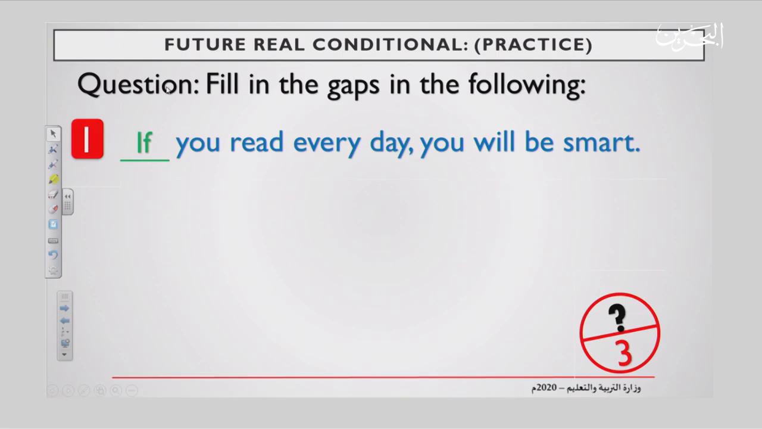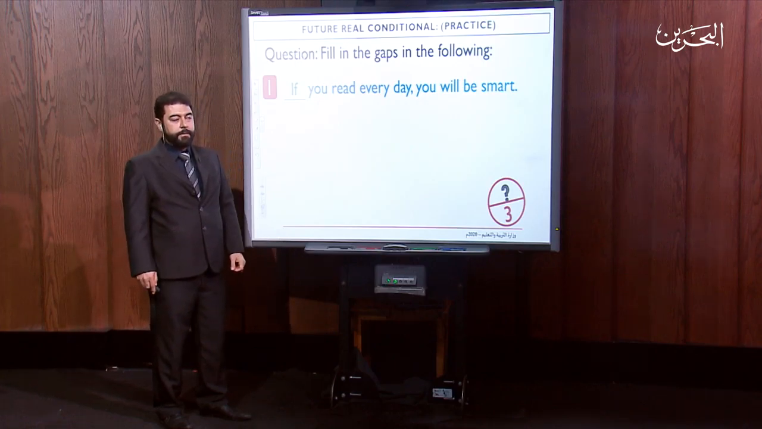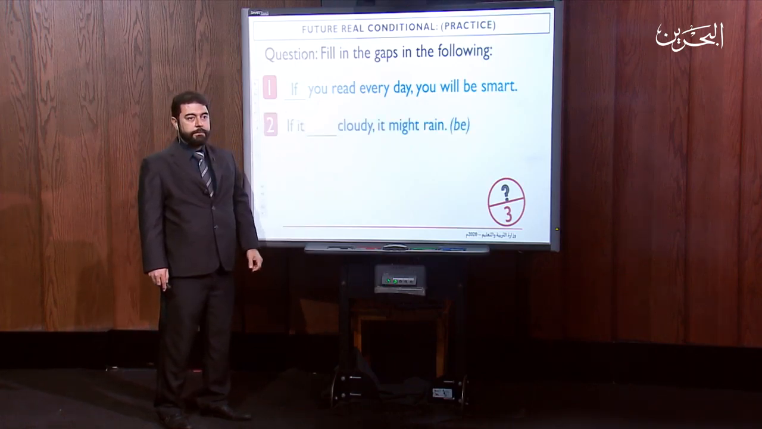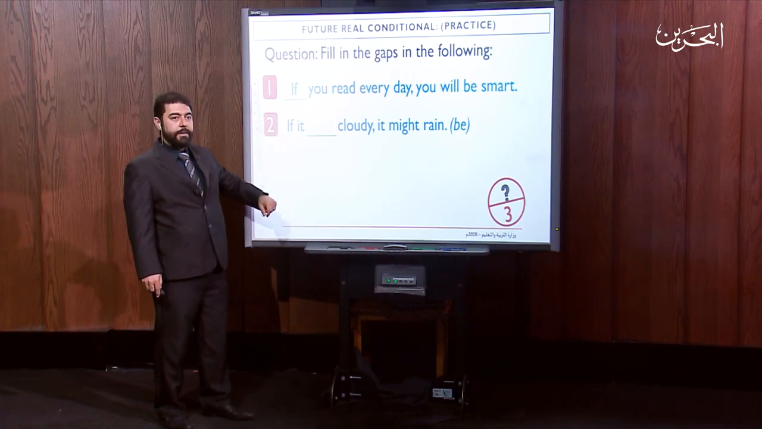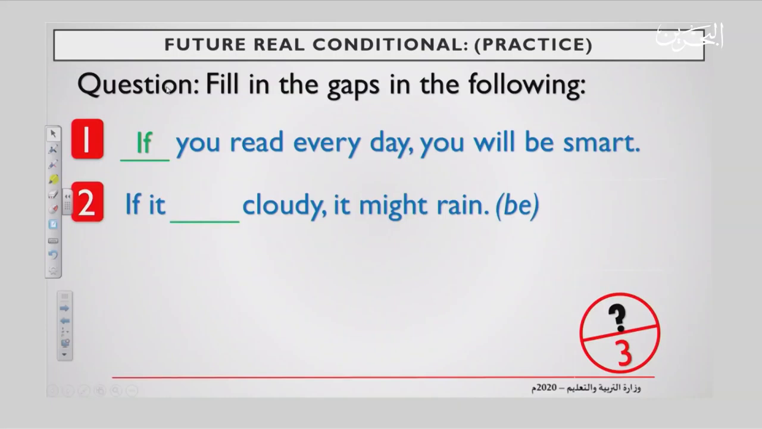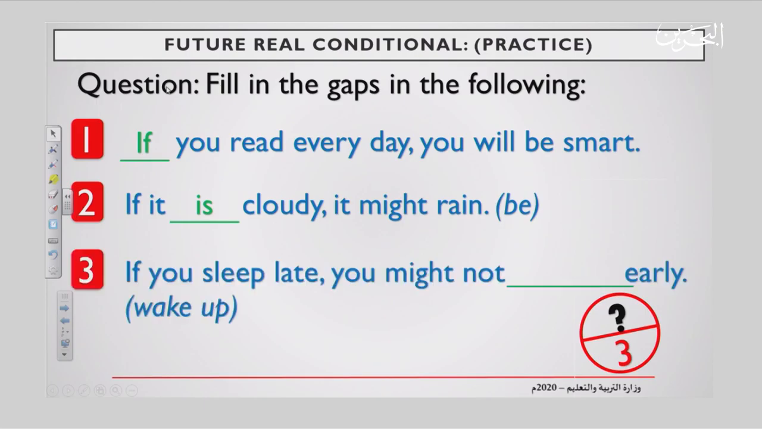If. You use if in the conditional. All right, number two. If you're correct, give yourself a mark. Number two. If it, gap, cloudy, it might rain. And you have to use be between the brackets. All right, let's take a look. If it is cloudy, it might rain. So if it is, this is present simple. It might rain, this is the future. If you're correct, give yourself a mark. Three. If you sleep late, you might not gap early, full stop. You have to use wake up.